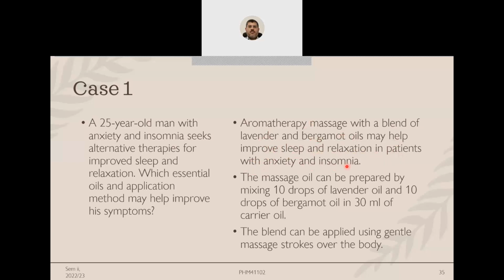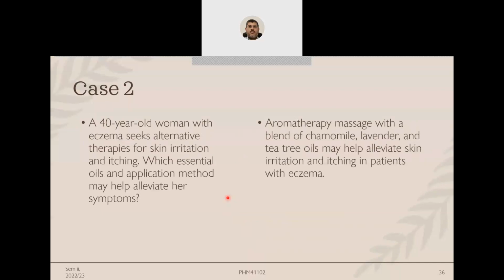So it can be used as massage oil, prepared by mixing 10 drops of lavender oil and 10 drops of bergamot oil in 30 ml of a carrier oil. You can choose almond oil, olive oil, jojoba oil. There are several types of oil that can be used as carrier oils. Okay, so it can be applied as massage, or it can be used in diffusers as well. We mentioned in the previous studies that it can be used by inhalation. Okay, let's see another case.